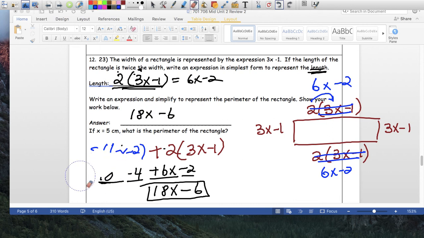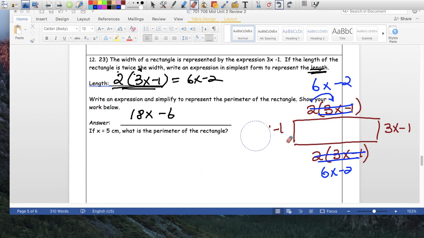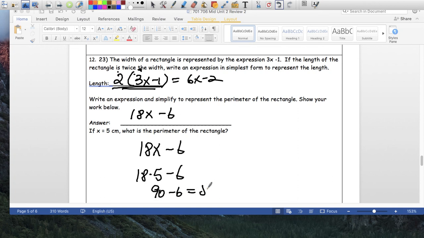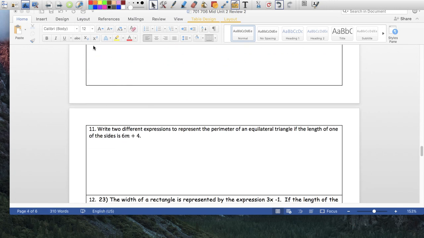Now, the other thing they said is, now that you know what expression represents the perimeter, take that and find what the perimeter is if x equals 5. So 18x minus 6, substitute. 18 times 5 is 90, minus 6 is going to give us 84 centimeters. Okay, and that should have been it. And that's that.